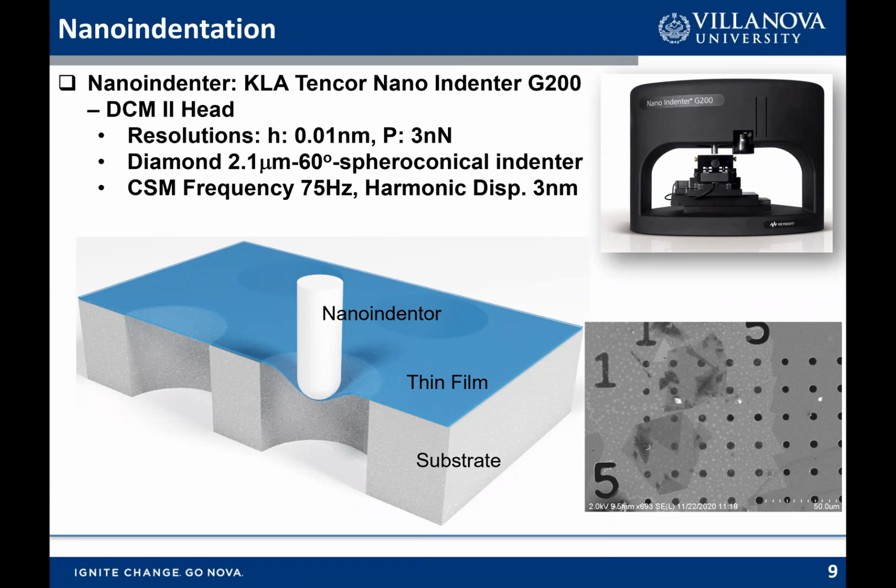The nano indenter we used was the KLA Tencor Nano Indenter G200. The head we used was the DCM2 head. It has two heads, XP and DCM, but we used the DCM head. For the resolutions, the displacement resolution is 0.01 nanometer and the load resolution is 3 nanonewton, and it has a CSM frequency of 75 hertz. CSM means continuous stiffness measurement, and it has a harmonic displacement of 3 nanometers.